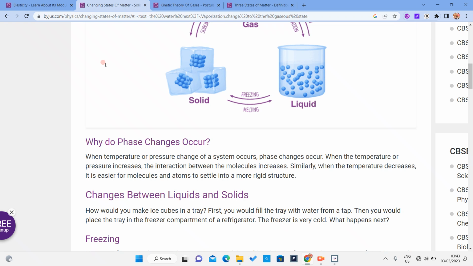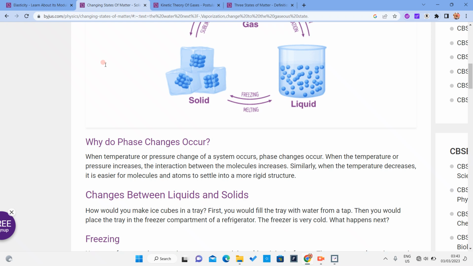change. Now, why do phase changes occur? When the temperature or pressure of a system changes, phase changes occur. So that means there are two ways in which we can change the state of matter: by changing the temperature, or by changing the pressure. When the temperature or the pressure increases, the interaction between the molecules increases. Similarly, when the temperature decreases, the molecules and atoms settle into a more rigid structure.